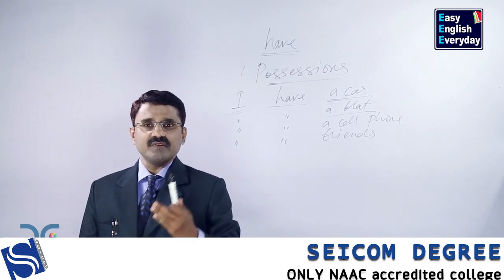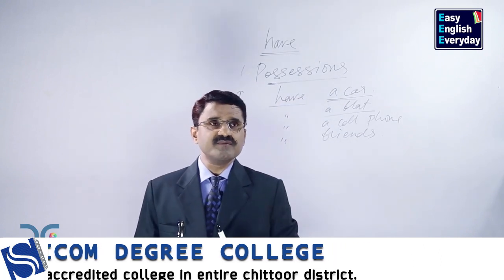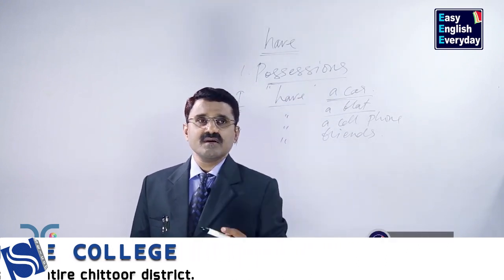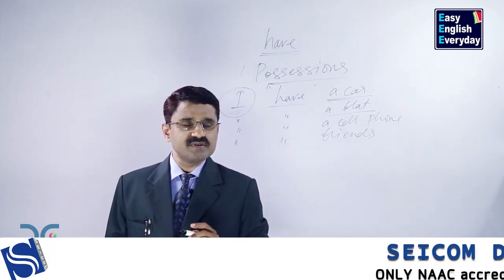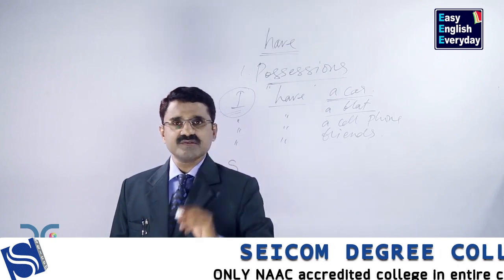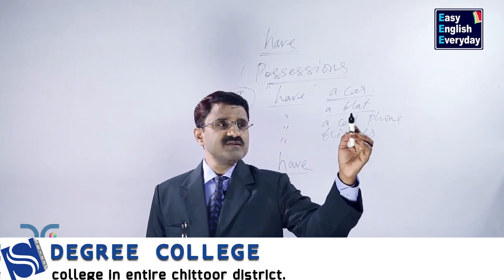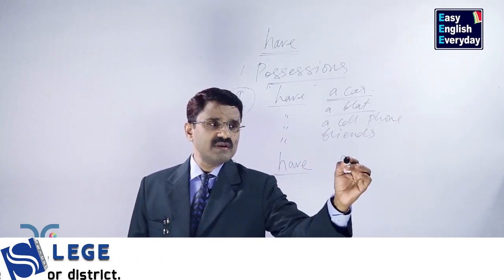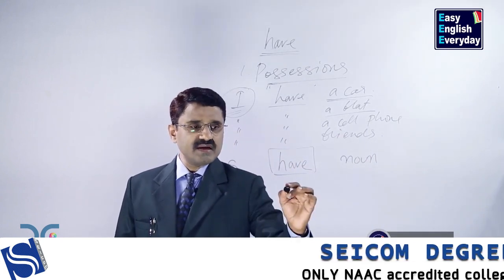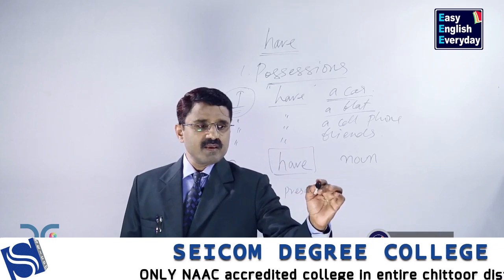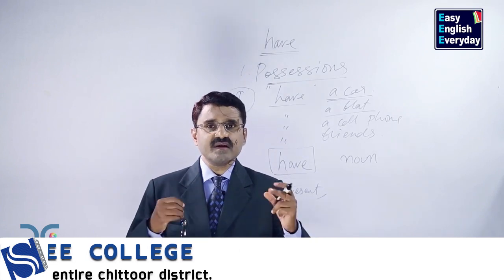Whatever items are there with you, if you want to tell about those items, you have to take the help of this sentence. I have a car. Now, how have we made this sentence? Take subject and take have and friends, cell phone, flat, car, all these things are called noun. And have indicates present tense. You can use this to talk about your present possessions, the items which are there with you.